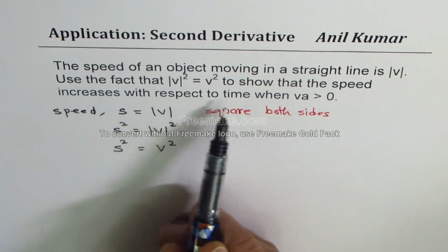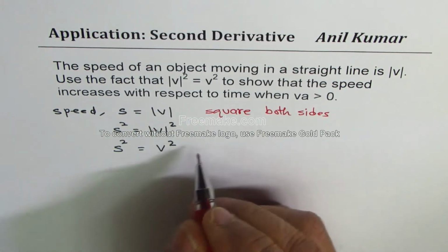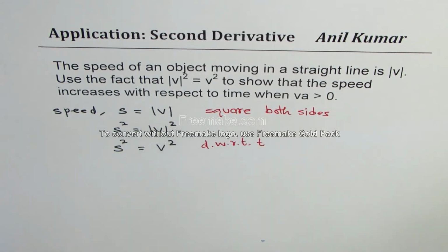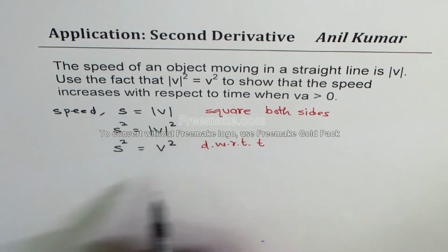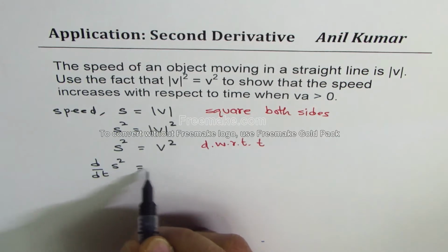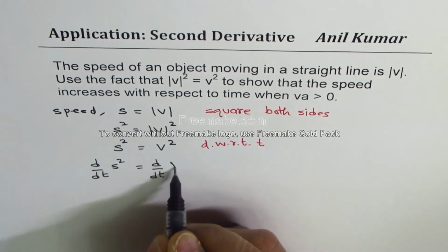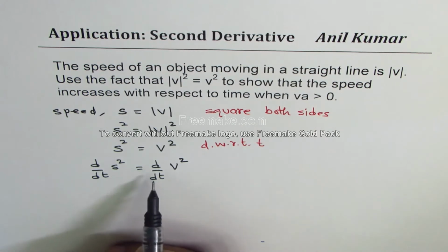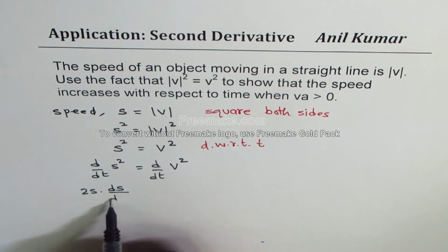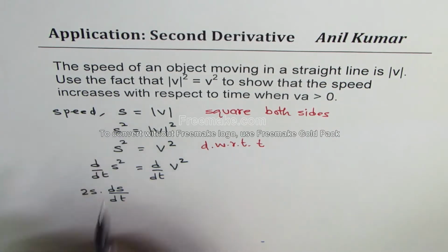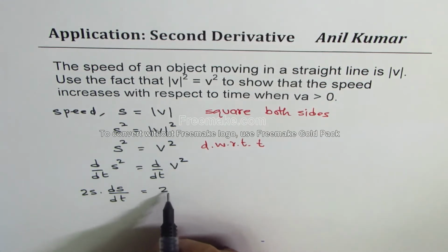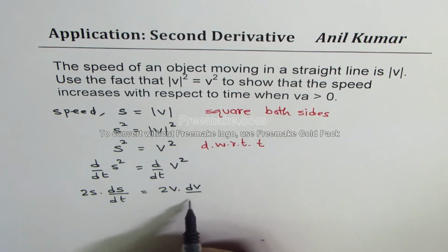So increases with respect to time means, let's find the derivative with respect to time. Do you understand? So we'll find the derivative with respect to time, both sides. So let's do d/dt of s squared. That should be d/dt of v squared, right? So implicit derivation, we get 2s ds/dt. Now s is not position here, I'm taking s as speed, okay? And then when you do this derivative, we get 2v dv/dt, correct?